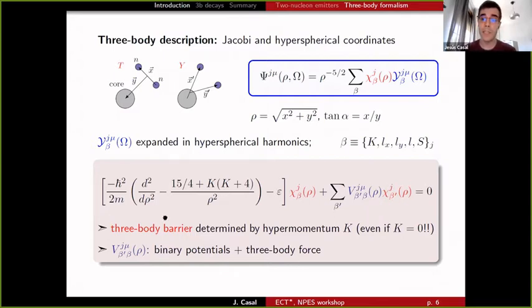But what is interesting in this equation, I think, is that in three-body systems we have an effective barrier, which is a sort of effective centrifugal barrier, given by the hypermomentum. And even in the cases where we have K = 0, which would mean zero angular momenta relative between all these particles, we have an effective barrier. These are genuine three-body dynamics, and this may have an influence on the final decay correlations. And I will come back to this later.